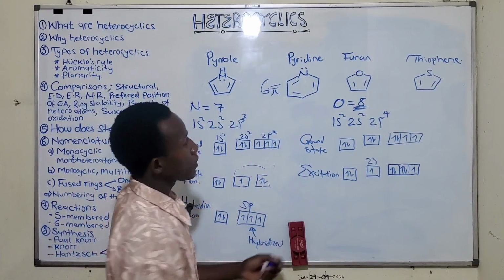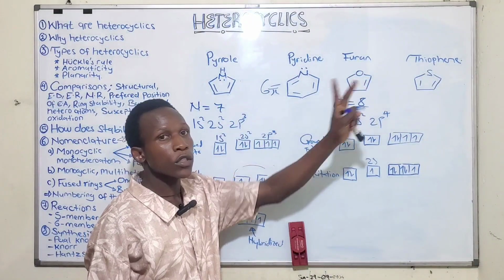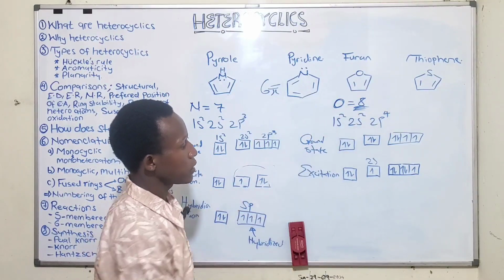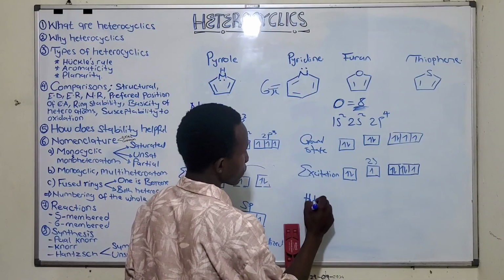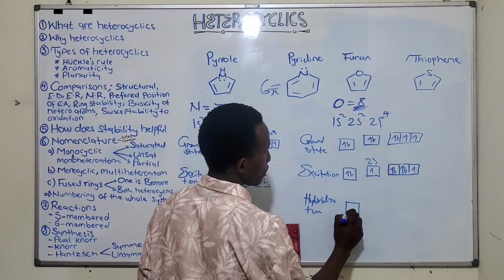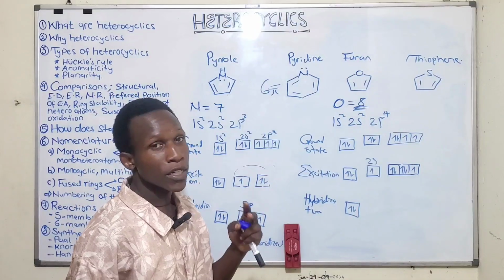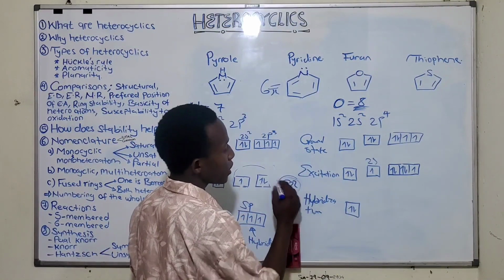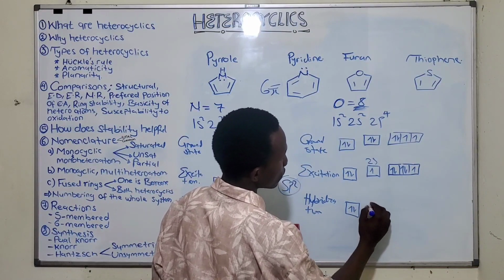So since we have 1, 2, 3, 4, oxygen should contribute 2 electrons for resonance to make 6. So at hybridization, we have this. So we should have 2 unhybridized electrons, and it should be sp2 hybridized. So we have the sp2 shall have this.